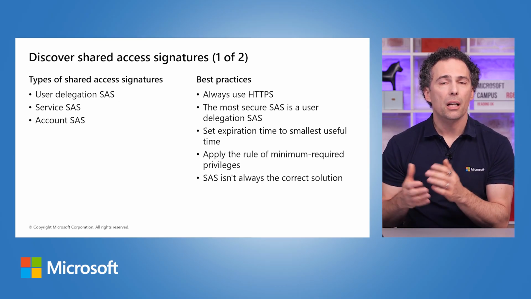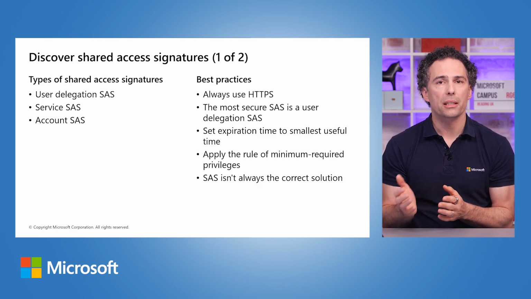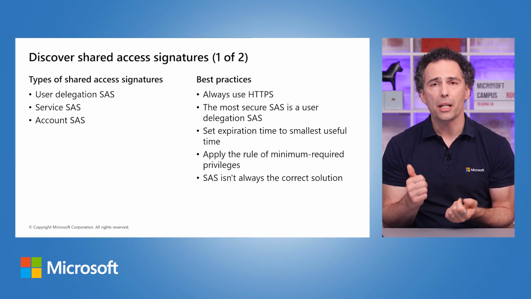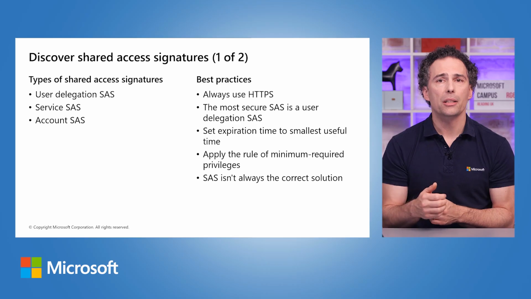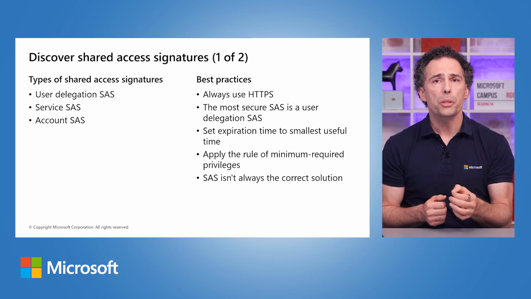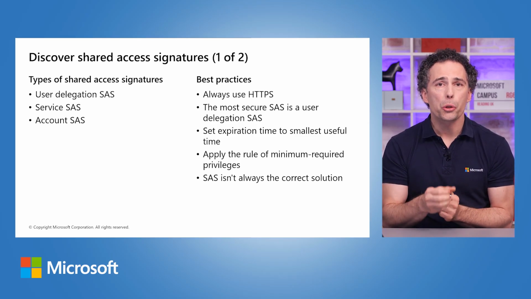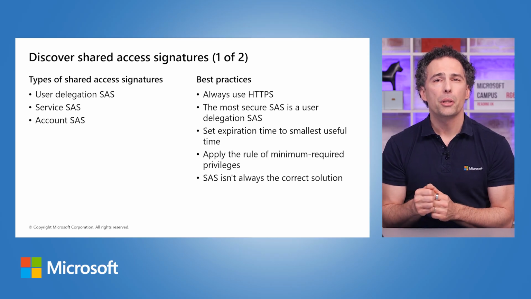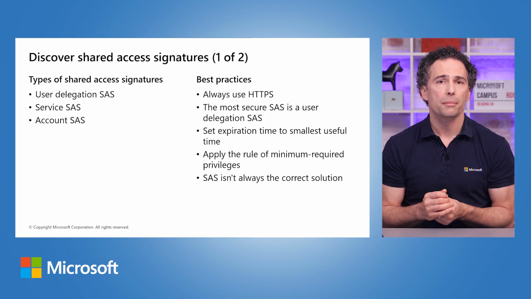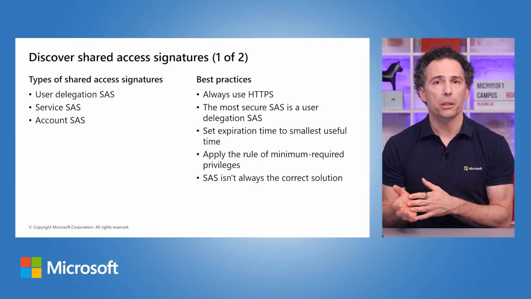Best practices come into play. As a way of minimizing the possible dangers of using a SAS, Microsoft offers some advice. Always use HTTPS when you share a SAS to avoid any interference from third parties. A user delegation SAS is the safest type of SAS. You should use it as much as you can because it avoids keeping your storage account key in code somewhere. And you have to use Entra ID to handle credentials.